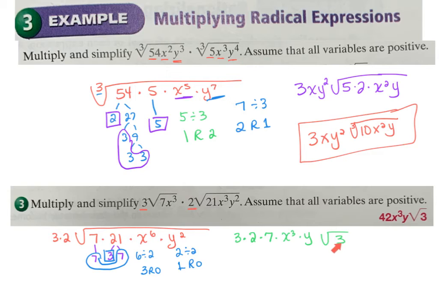This 3 stays in. 6 divided by 2 is 3. No remainder, so the 3 comes out. 2 divided by 2 is 1 with no remainder, so the 1 comes out. So I have 3 times 2 times 7, that's 42. X cubed y, cubed root of 3.